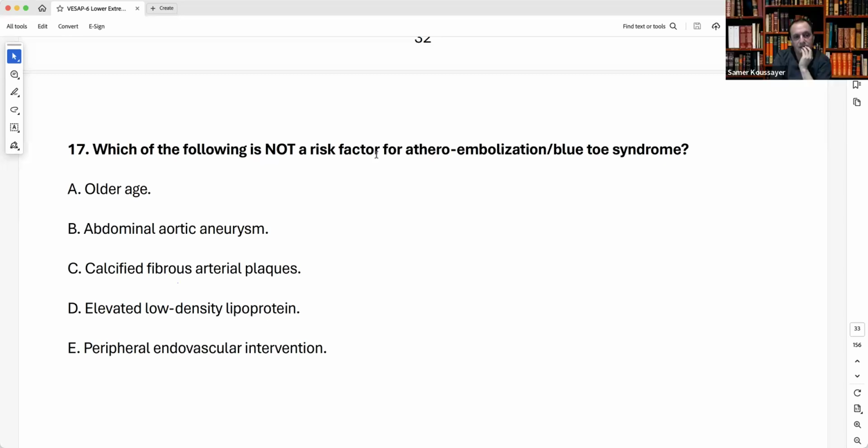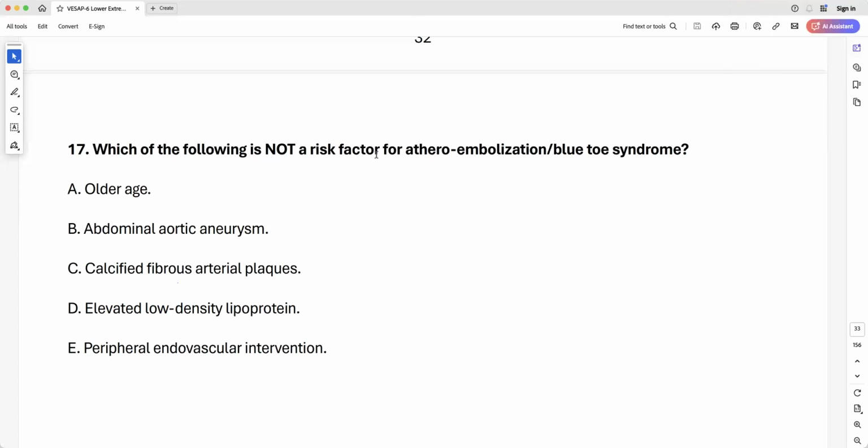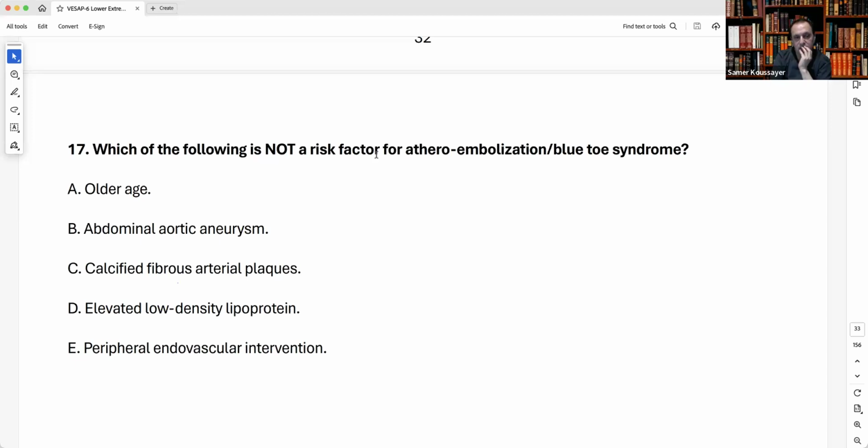Which one do you think is the most common? The most common, I think, peripheral endovascular intervention, or sorry, abdominal aortic aneurysm. No, I think peripheral endovascular. I mean, how often do you see an aneurysm give you Bluetooth syndrome? Very, very rare. But peripheral endovascular intervention is more common than aneurysm. Like every day, maybe 1,000 endovascular interventions are done, so you're going to see it. And sometimes it's very bad. I saw a couple of cases, really bad. I think peripheral endovascular intervention is the most common reason for Bluetooth syndrome these days.